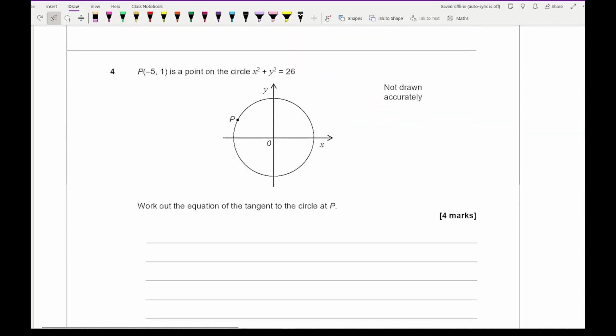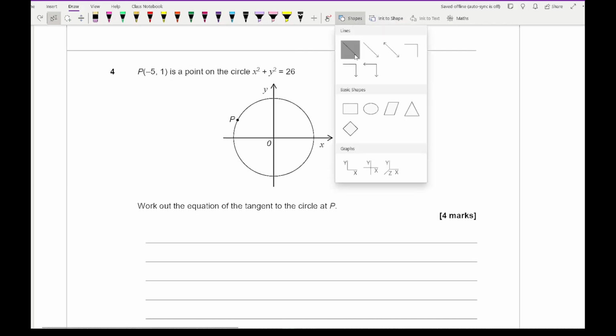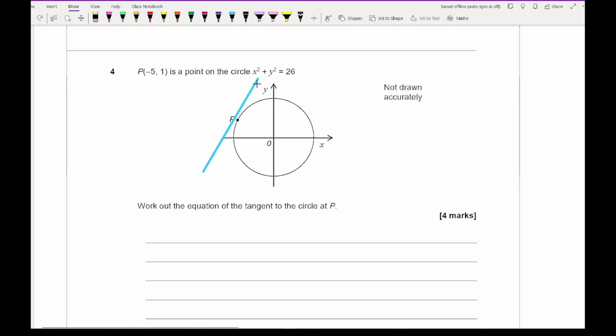Question 4 says P is at the coordinate of minus 5, 1, a point on the circle x squared plus y squared equals 26. Work out the equation of the tangent at P. Now what we need to do here is, first of all, let me just do an example of what that tangent is. And remember that a tangent hits a line at one point only.